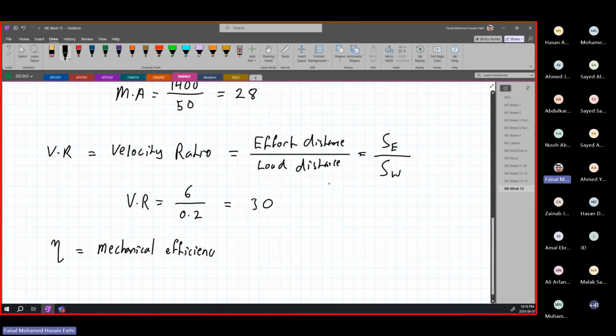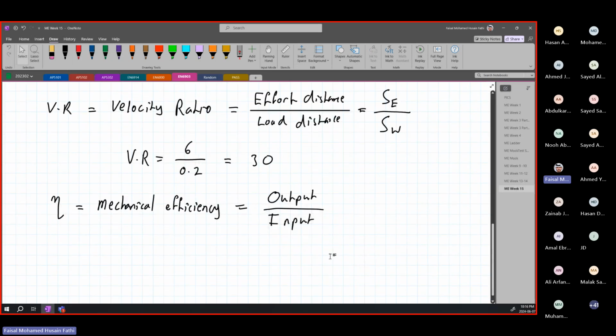Efficiency in any context, whether it's electrical, mechanical, or any other, always means the output over the input. In other words, how much output we have over how much input is being provided, multiplied by 100. All right, this is what efficiency is.